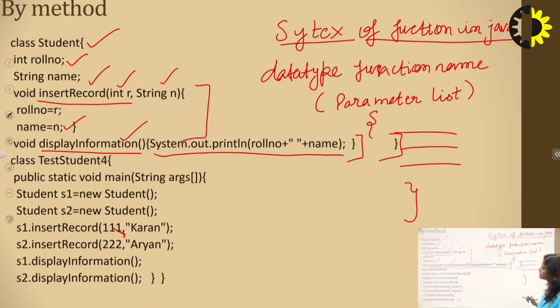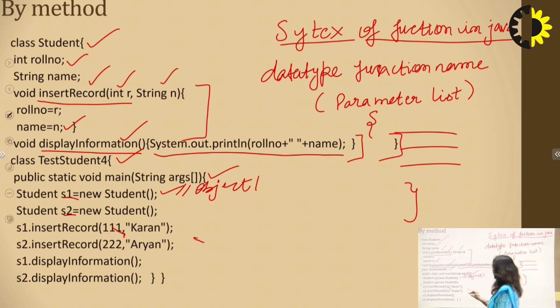Now after closing this class Student, we are creating another class, TestStudent4, which is a main method class. In this class, we are creating two objects, Student s1 and s2. Student is the name of the class, then the object name, which is user defined, equals new, the class name. So we are creating object 1. This is your object 1. And in the next line, we are creating object 2.